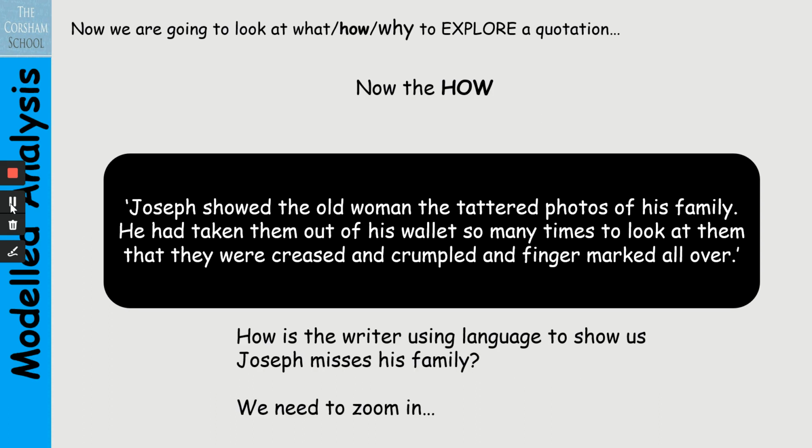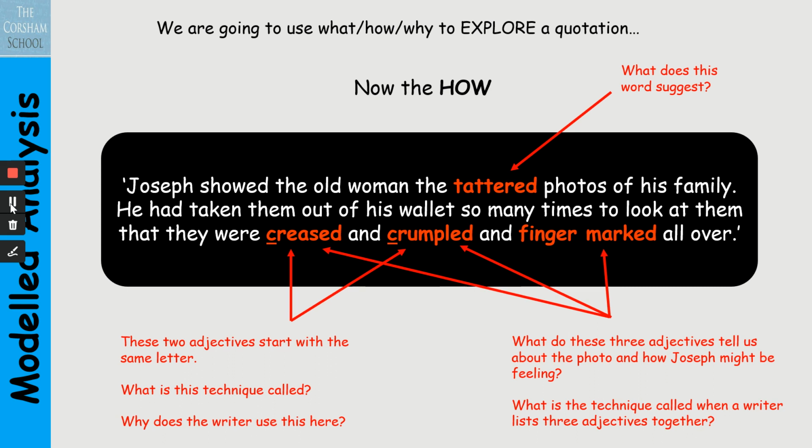So once we've figured out what we're trying to say, the fact that Joseph is missing his family, we need to think about how the writer has used language to show us this. Picking up on those keywords that we are going to need: Joseph showed the old woman the tattered photos of his family. So not just any photos, the photos are tattered. He'd taken them out of his wallet so many times to look at them that they were creased and crumpled and finger marked all over. We move on to the next screen, which has zoomed in for us on these words.